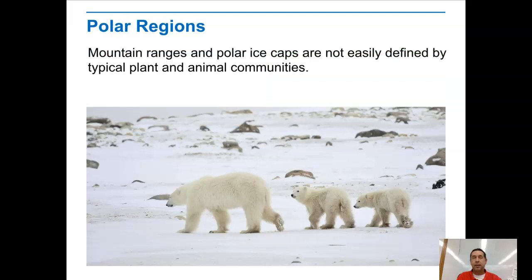And in the polar regions, mountain ranges, and polar ice caps, not easily defined by typical plant and animal communities. Polar bears, sometimes you find those there. Some other animals that live near there, like seals and things like that, but they migrate quite a bit. There's very little plant life there because it's mostly frozen soil, lots of snow, glaciers, things like that.